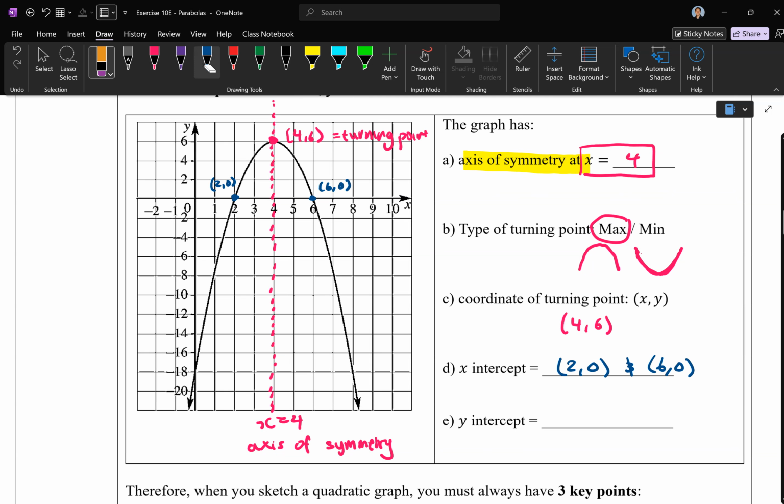Very good. And lastly, your y-intercept. What's my y-intercept here? Where does it cross the y-axis? Looking at the shape. Anyone see it? Very good. So you've got 2 x-intercepts, and then you've got 1 y-intercept on the bottom.